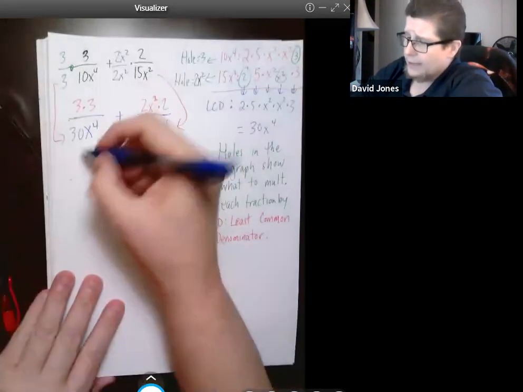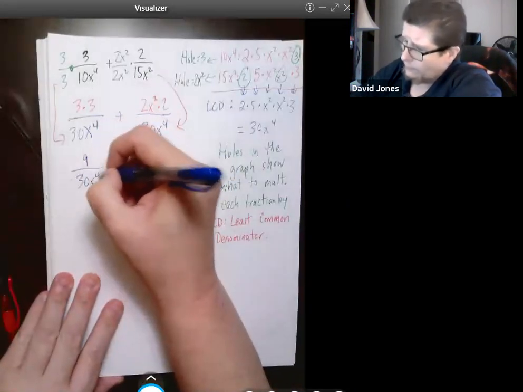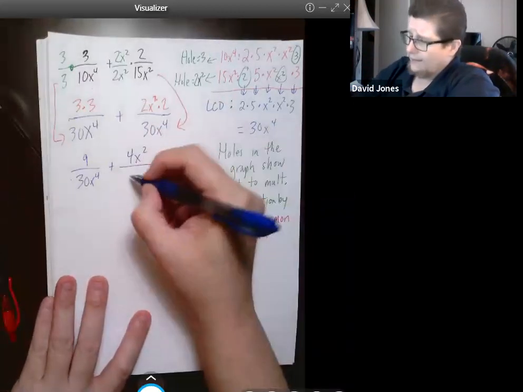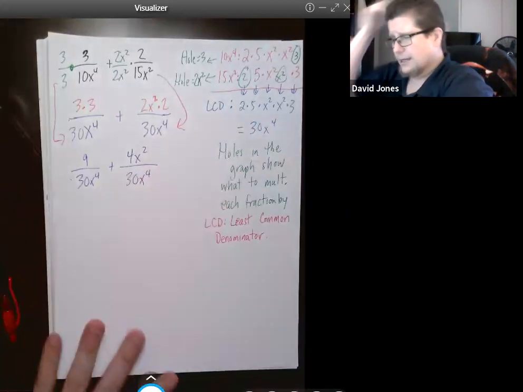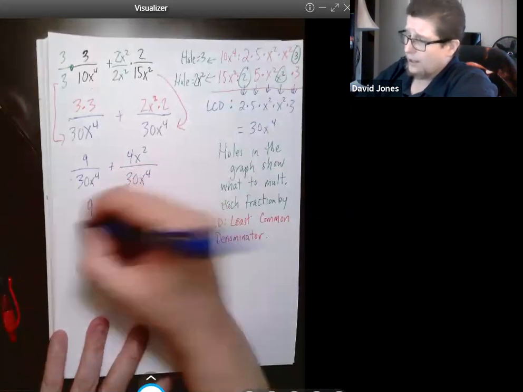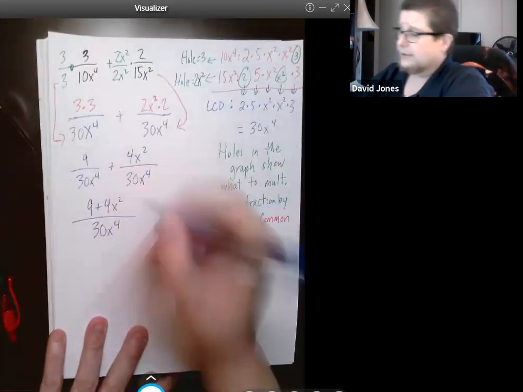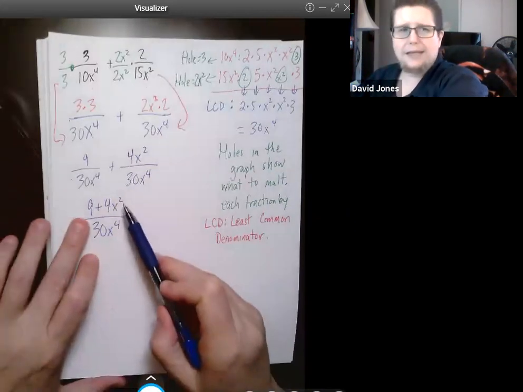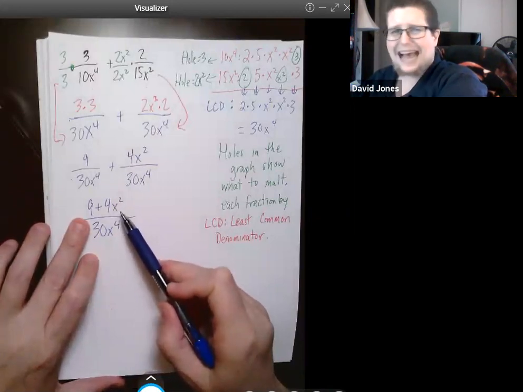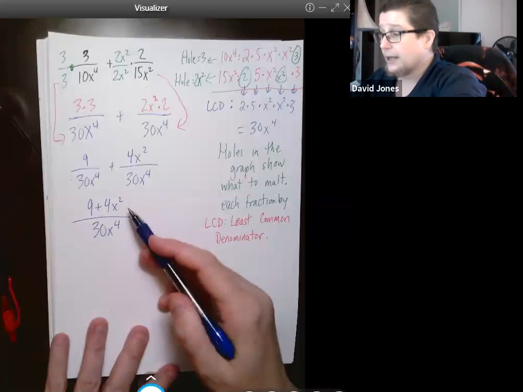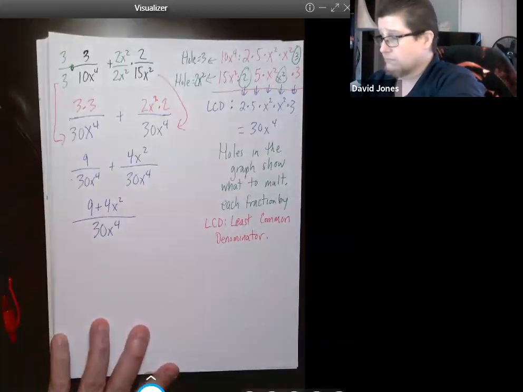So 3 times 3 is 9. And 2x squared times 2 is 4x squared. And I got 30x to the 4th. I can put them together, and I get 9 plus 4x squared over 30x to the 4th. Even if I try to treat this top thing as 2 squares, it's added. And remember, we couldn't factor the sum of squares. So the top does not simplify. There's nothing we can do with it. And so that's our answer.